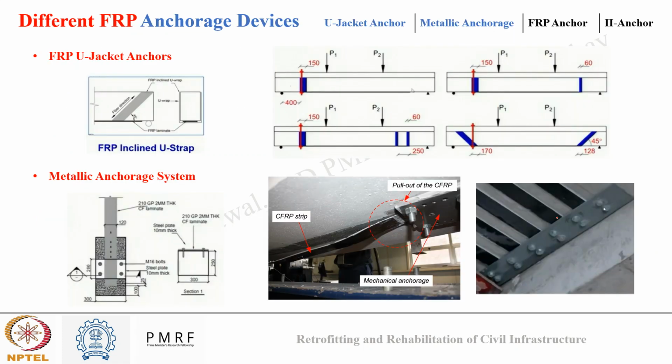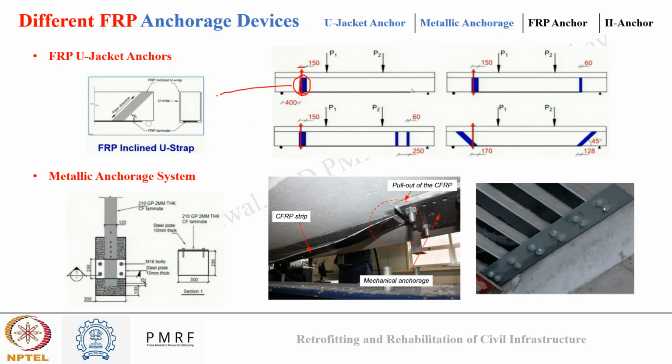Now, to support the discussed anchorage systems, there are different anchorage devices that can be used. First one is the FRP U jacket. These are applied on externally bonded FRP to improve the bond performance, as a U collar. You can see in the figure, they can be used vertically or inclined. Here you can see there was through and through bolting that was done for the FRP strip, and in addition to that, a vertical U strip, U jacket FRP was used.